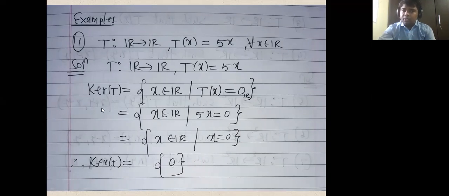Remember that kernel is vectors in the domain. So we are collecting those vectors in the domain whose image under T is the fixed value 0 of the codomain.